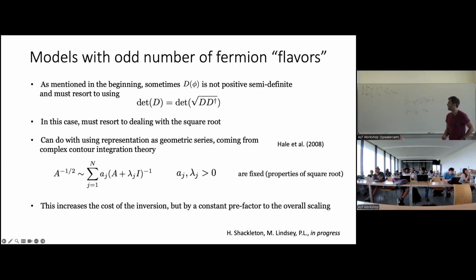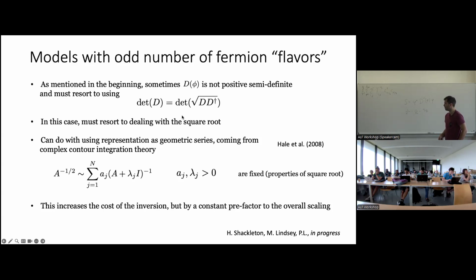As I mentioned in the beginning of the lectures, sometimes, despite the fact that the determinant of D, your fermion matrix, is positive definite, the matrix itself is not positive semi-definite, and you must resort to using this formula. In general, if the determinant is positive, you can always rewrite it as a determinant of the square root of D D dagger. D D dagger is a positive definite matrix, so you're happy there. But now you need to invert the square root of it, which is a hassle, so to speak.